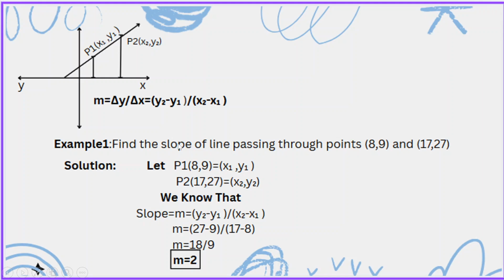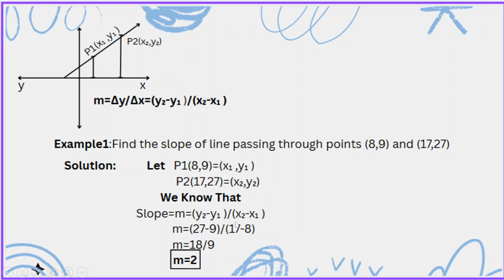The first example is we are asked to find the slope of the line which is passing through the points 8, 9 and 17, 27. In this case point P1 is 8, 9 and its coordinates are x1, y1. Point P2 is 17, 27 and its coordinates are x2 and y2. So m is equal to y2 minus y1 over x2 minus x1. The value of y2 is 27 and y1 is 9.